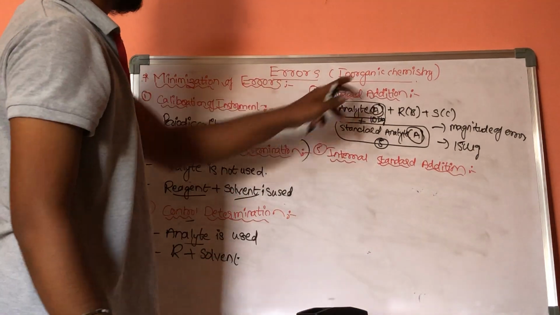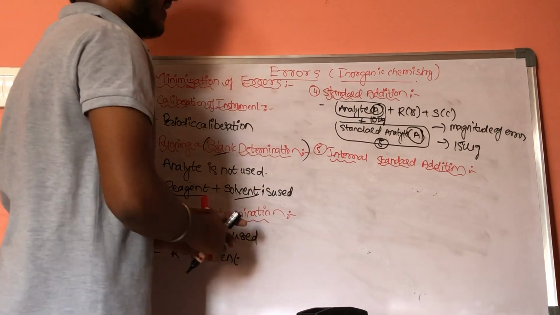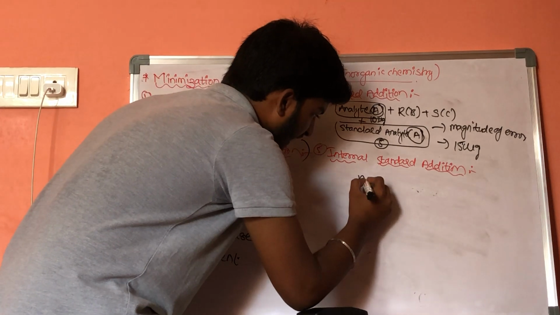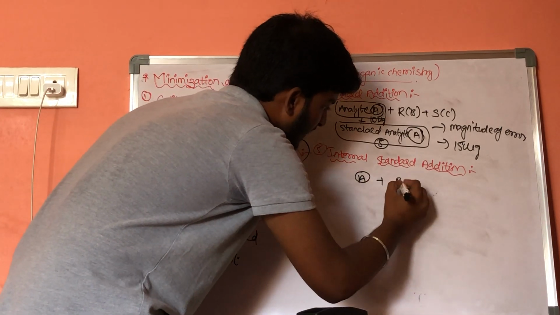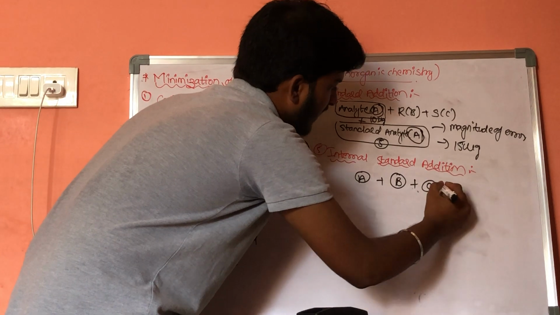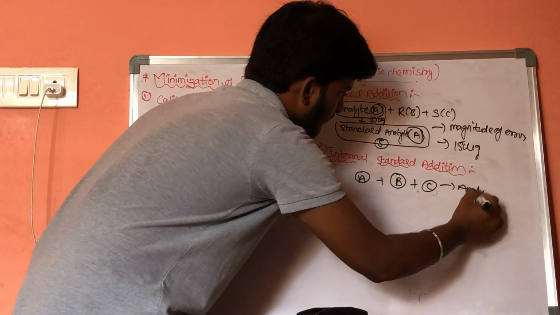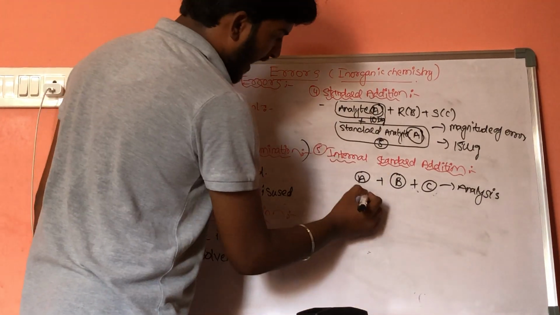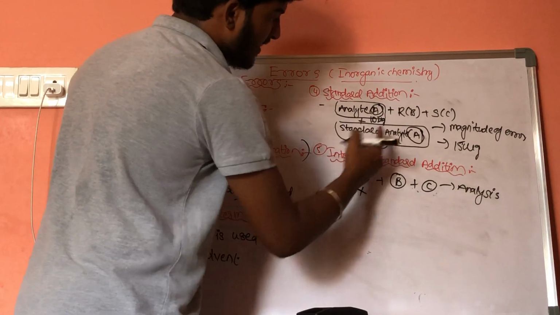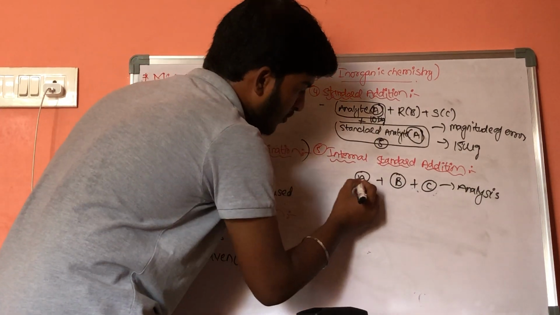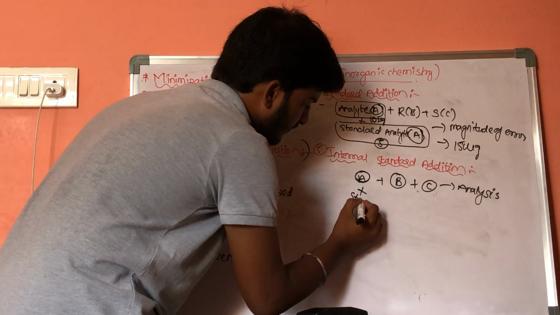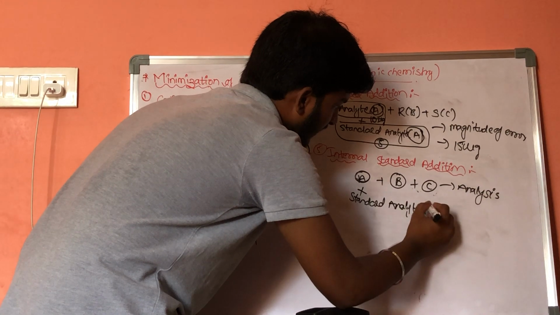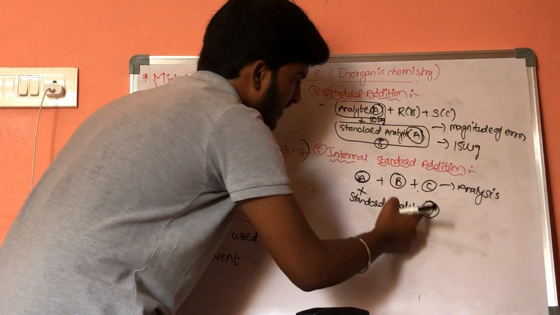Next one is internal standard addition. What is the difference between standard addition and internal standard addition? Let us consider analyte A plus reagent B plus solvent C in the analysis process. Now in internal standard addition we should add a known amount of another standard analyte which is not the same as A, standard analyte D. This is A, B, C and this is D.